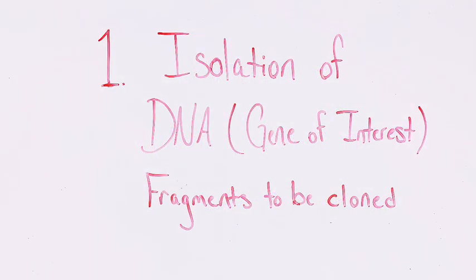Steps of molecular cloning. Step 1. Isolation of DNA fragments to be cloned. Before we carry out the operation of gene cloning, we need 2 basic things in their purified state: the gene of our interest and the vector.